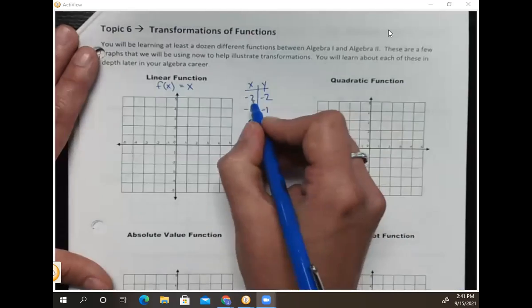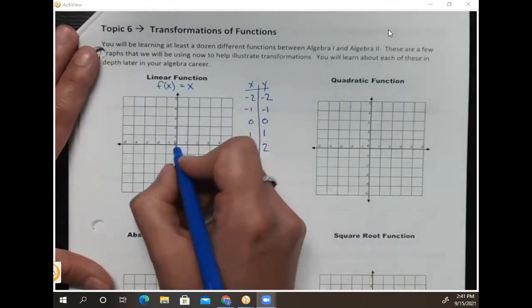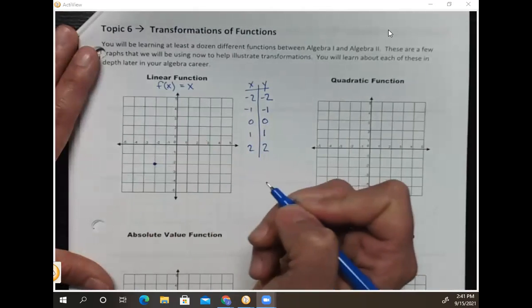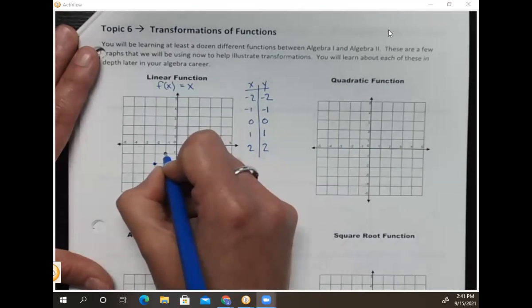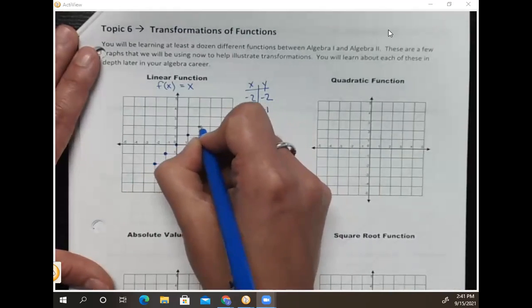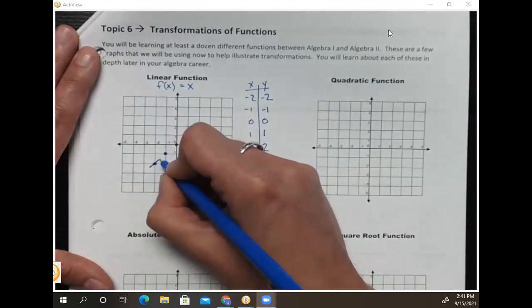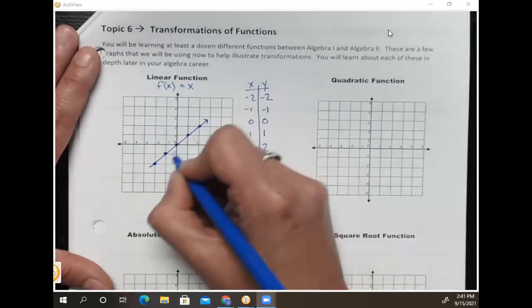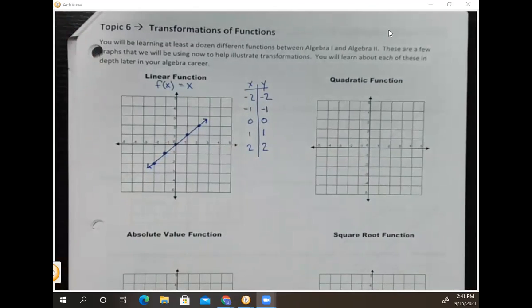Once I've made a table, I've got a bunch of ordered pairs now that I can plot. So (-2, -2), (-1, -1), (0, 0), (1, 1), (2, 2). And there's my linear parent function. So as we talk about transformations for the next couple of days, I'm talking about changes that I've made to that parent function.